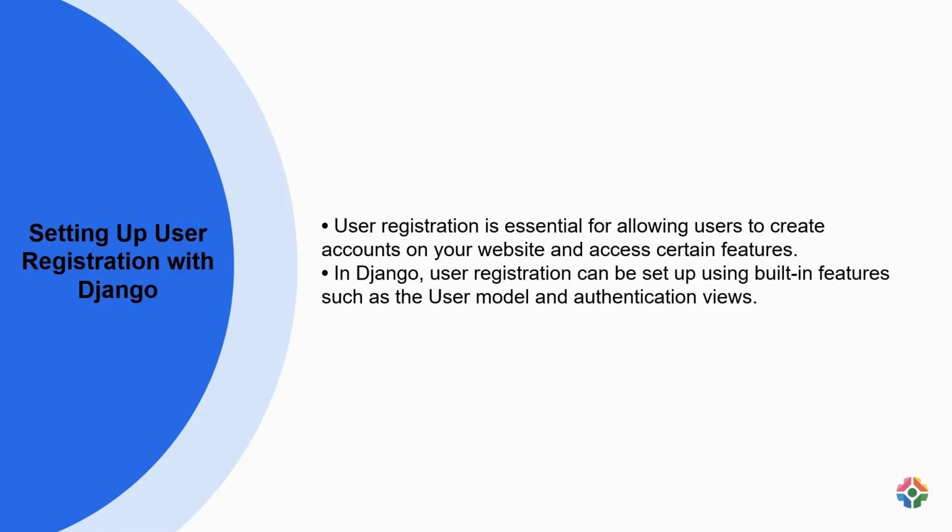Through the user model, user data can be stored in the database, allowing for user account creation. Authentication views can be utilized to manage user login, logout, and password reset functionalities seamlessly. By configuring these built-in features effectively, developers can streamline the user registration process on Django websites.